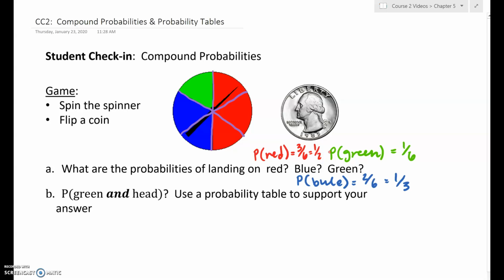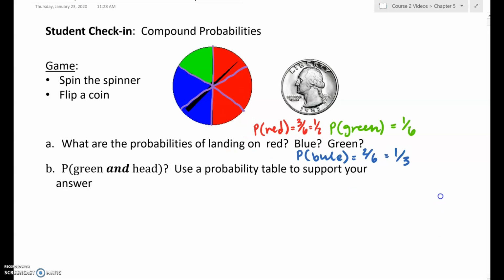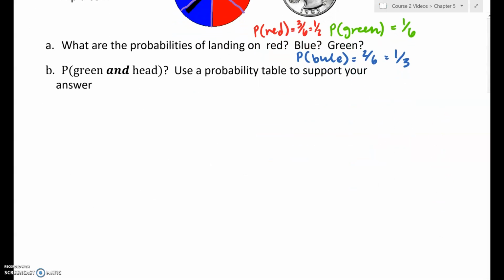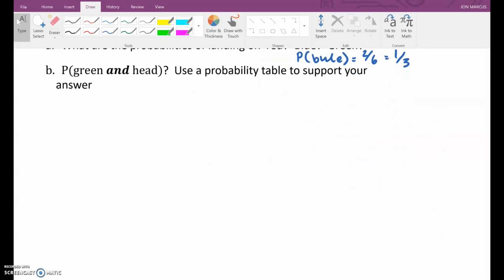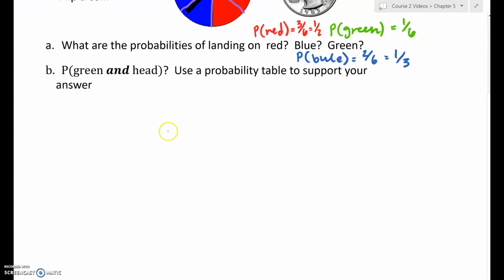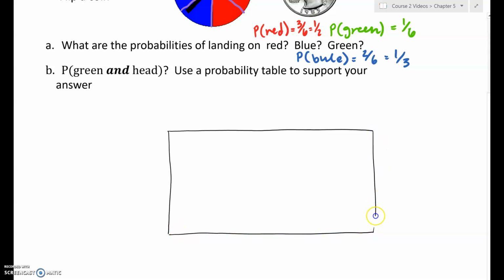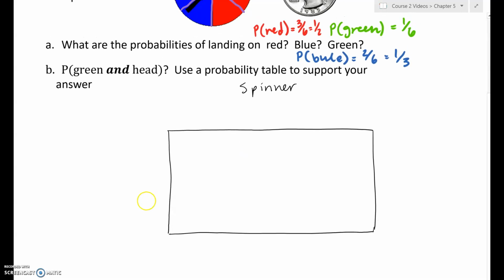So now it wants to know, what are my chances of it landing in green and it being heads? And it wants that with a probability table. So let's go ahead and make our table. I'm going to draw a generic rectangle. Event 1 is the spinner. So the thing we're going to do first is the spinner, and the next thing is we're going to flip a coin.